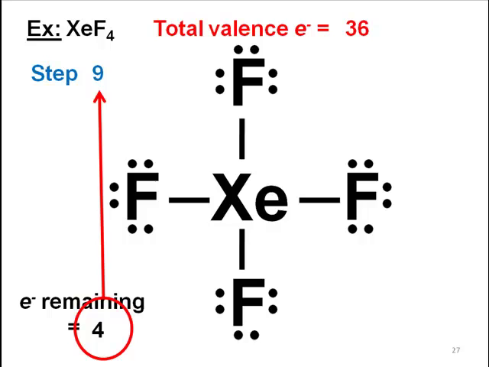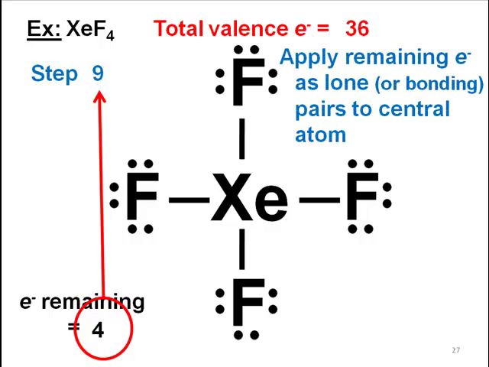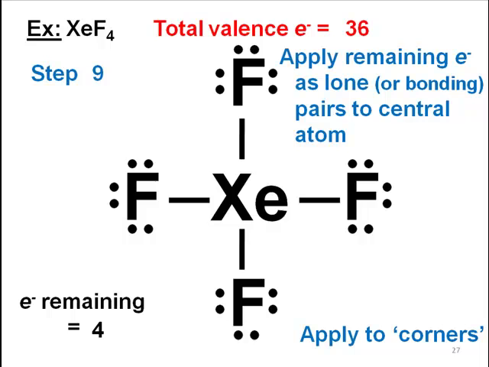Step 9. Oh, I didn't know there were 9 steps. It's okay. It's an easy step. You just stick them in around the central atom in their expanded D shell. Apply to the corners is what they call it. And so these two here, this is an expanded octet. It's got 6 either bonded or lone pairs around it. 1, 2, 3, 4, 5, 6 around it.